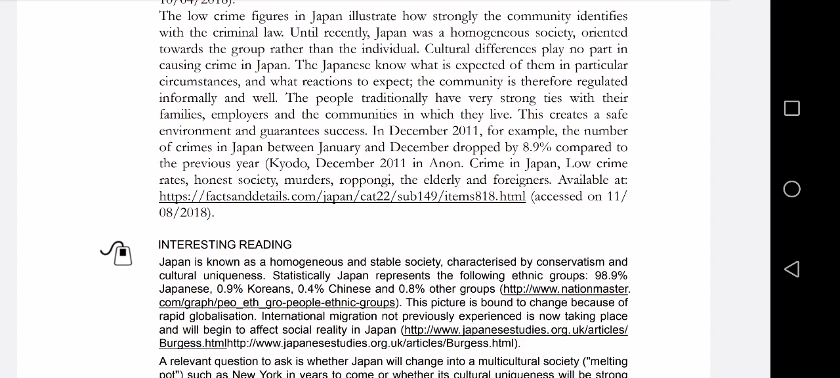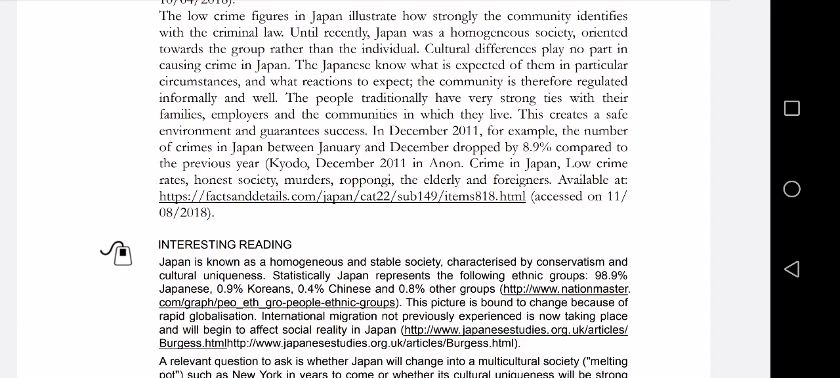The people traditionally have very strong ties with their families, employers, and the communities in which they live. This creates a safe environment and guarantees success. In December 2011, for example, the number of crimes in Japan between January and December dropped by 8.9% compared to the previous year. Reference: Kodyo, December 2011, Crime in Japan, Low Crime Rates, Honest Society, Murders, Roppongi, the Elderly and Foreigners. Available on this website, accessed on the 11th of August 2018.